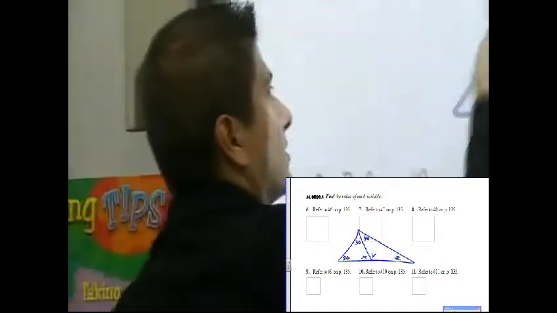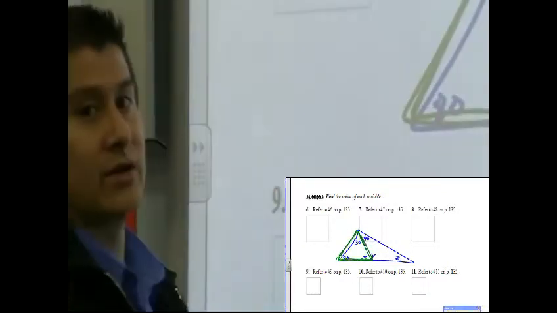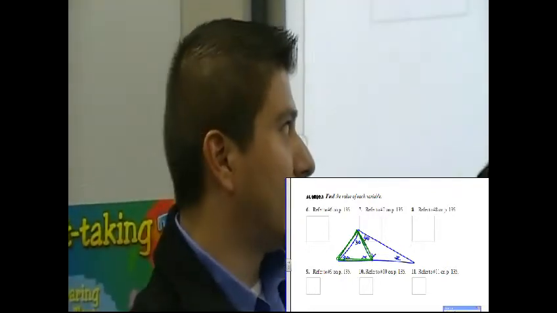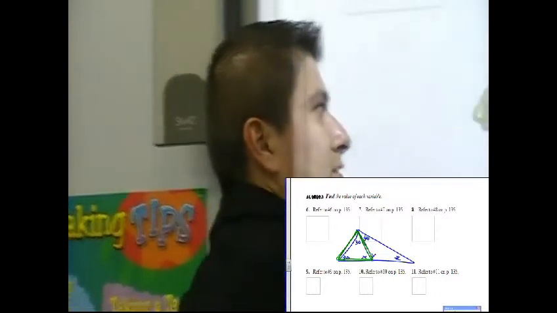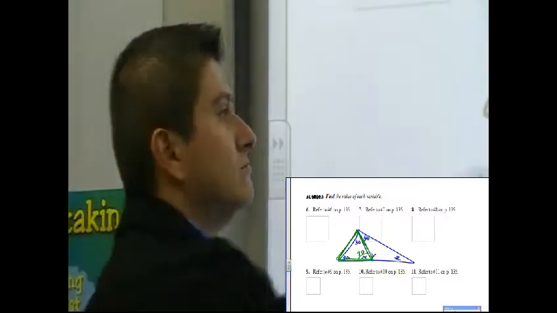So just look at this little triangle right here. If you're looking at that triangle, this is 80, this is 30, that's 110 together. They have to add up to 180. That means that this one right here has to be 70. So X is 70.